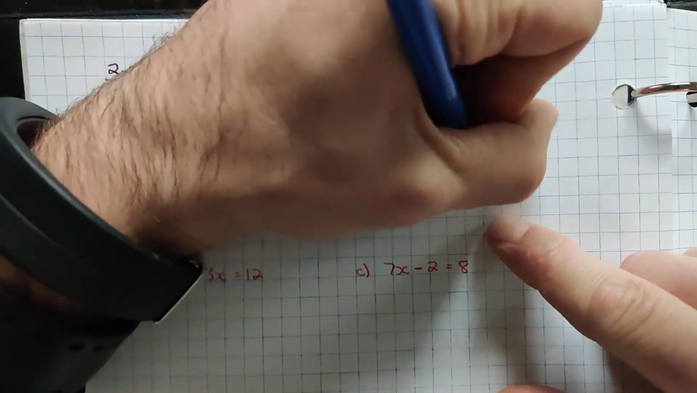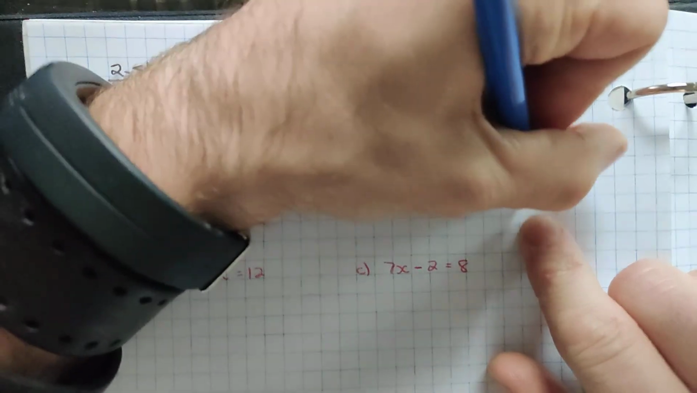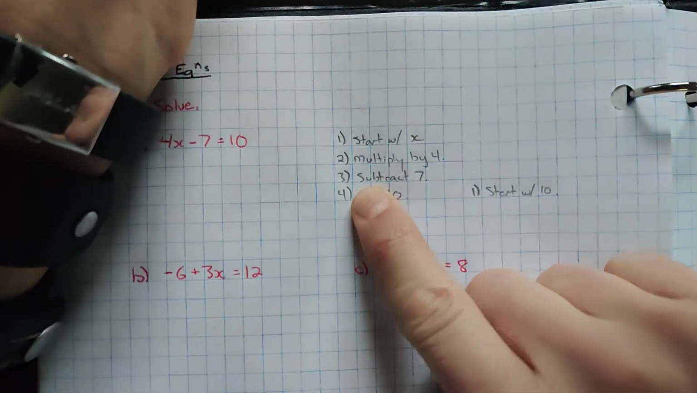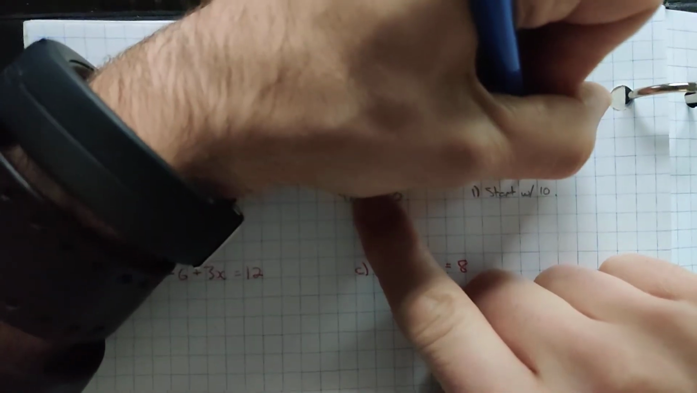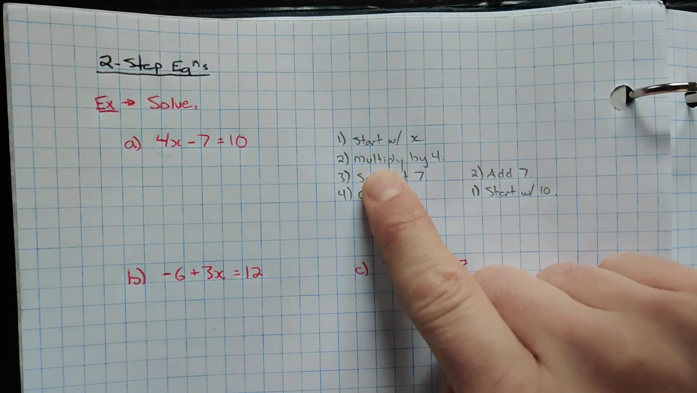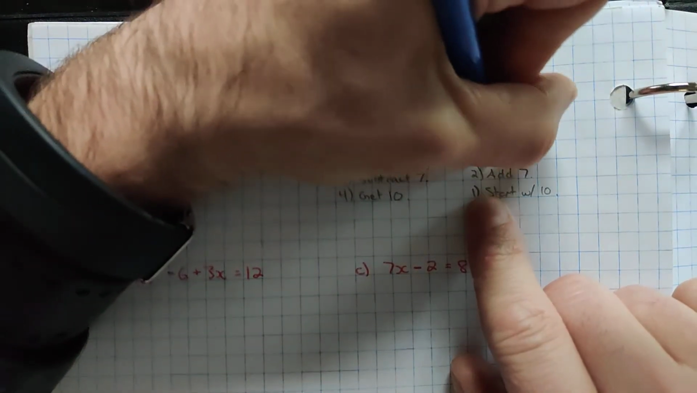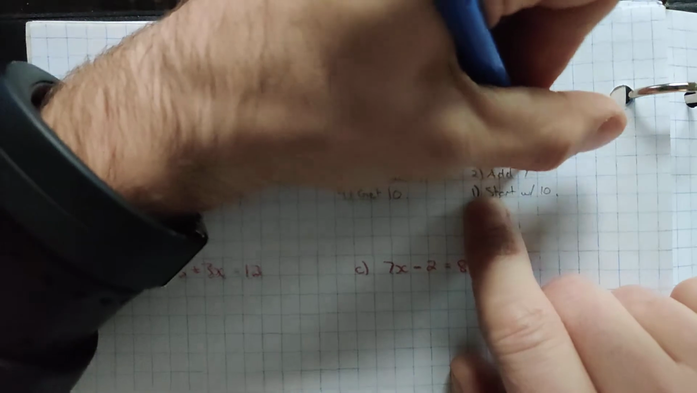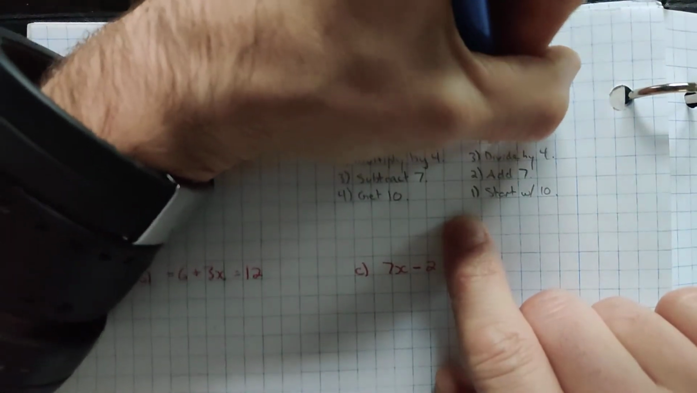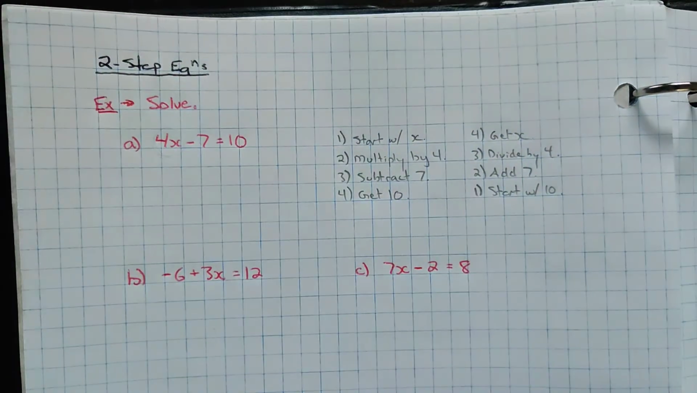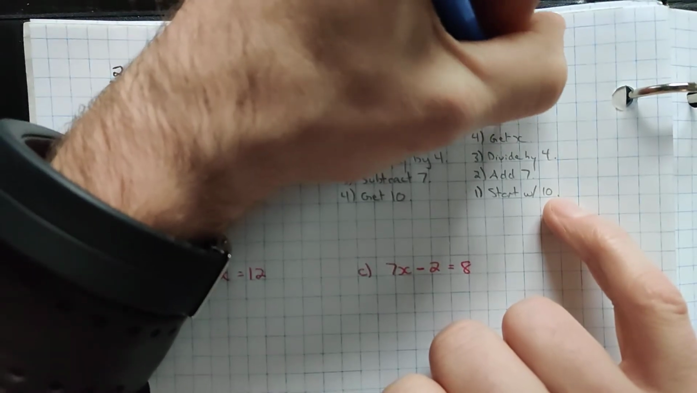Thus, my steps I want are to start with 10. We're going to add 7. The opposite of subtract 7 would be to add 7. Then I would divide by 4. And finally, that would get x. Okay, so this is what is called the do-undo method.